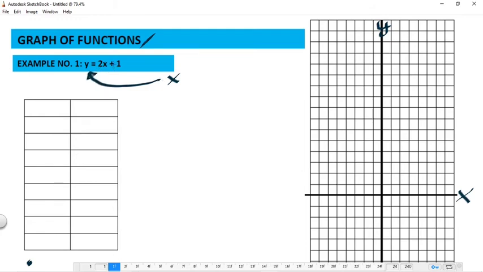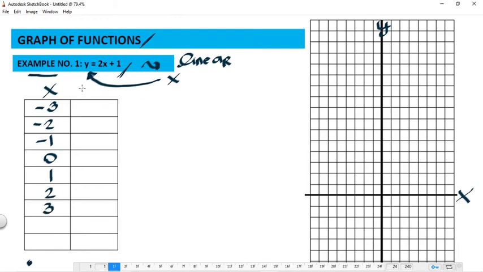Let's immediately go to example number 1. Y is equal to 2x plus 1. This is an example of a linear function. Therefore, we are going to expect a straight line. To test if it is really a straight line, we are going to assign some values for x. Let's start with -3. Then proceed to -2, -1, 0, +1, +2, and +3.